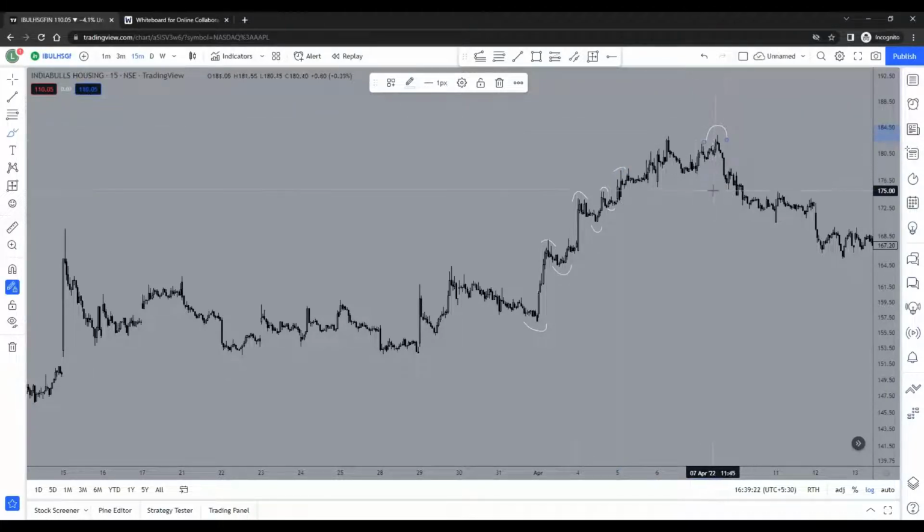People sell here and the buyers do not push the market to a new high, thus creating new lows. You see, people are trying to buy here, but they are not able to push the market higher.